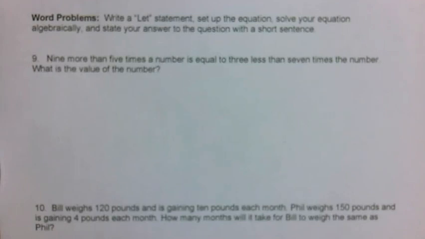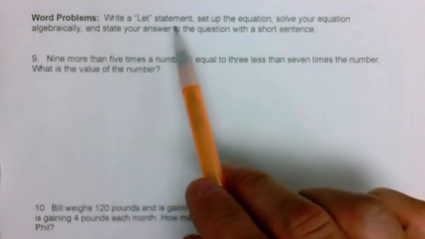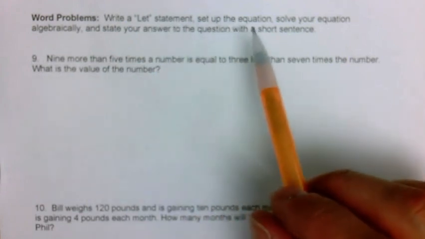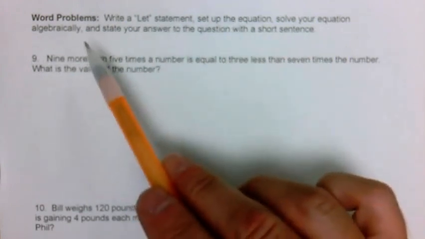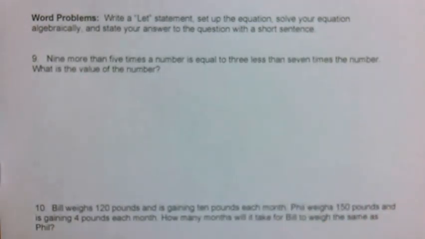Let's take a look at some word problems that have variables on both sides. Remember, with our word problems, we're going to start off by writing a let statement so that we can define our variable to represent what we're looking for. We'll set up our equation, we'll solve it algebraically, and then we're going to state our answer with just a short sentence that answers the question.